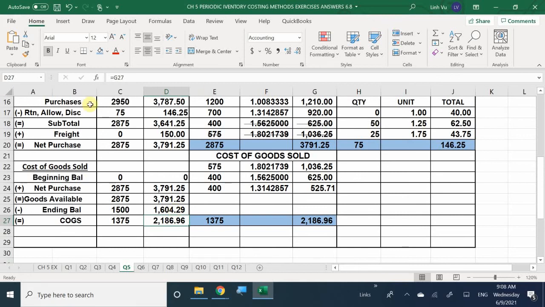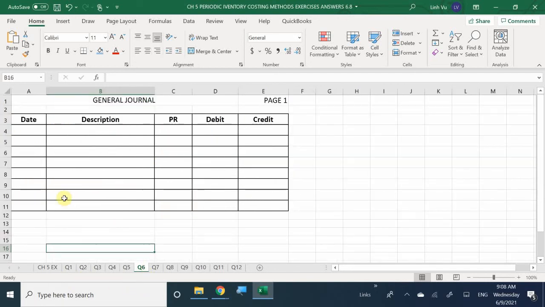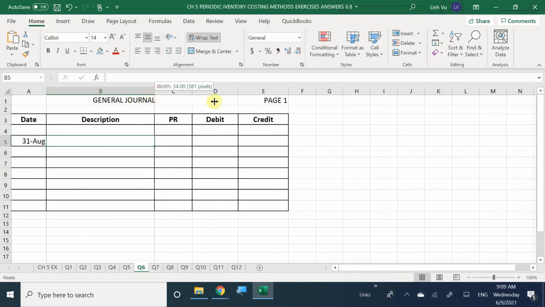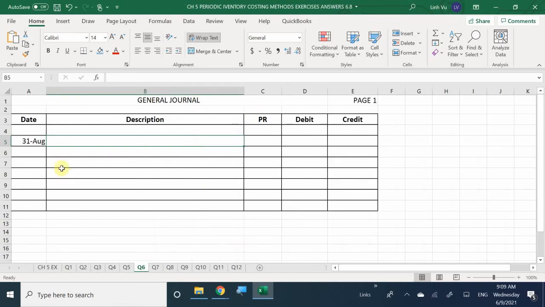We solved our answers. So now all we have to do is our conversion entry. Question number 6. This is going to be August 31st. Our conversion entry is going to be converting from our expense to inventory. So what accounts should we be recognizing? First one should be inventory.